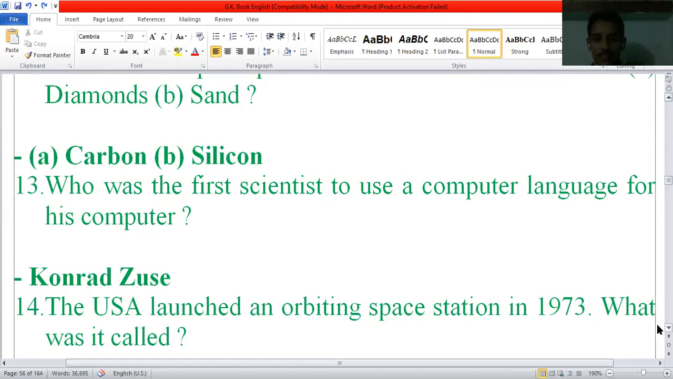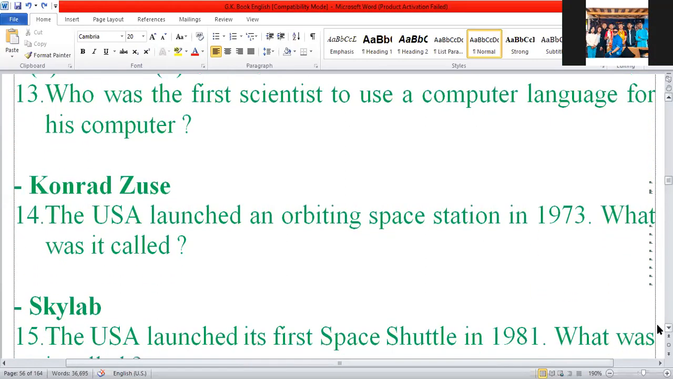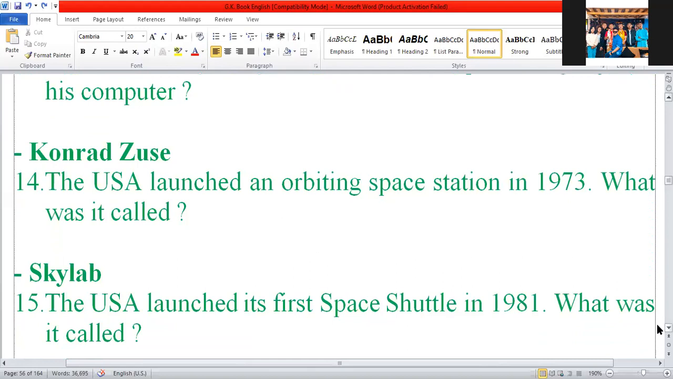Question number 14 goes to Ripta Apun. The USA launched an orbiting space station in 1973. What was it called? Skylab.